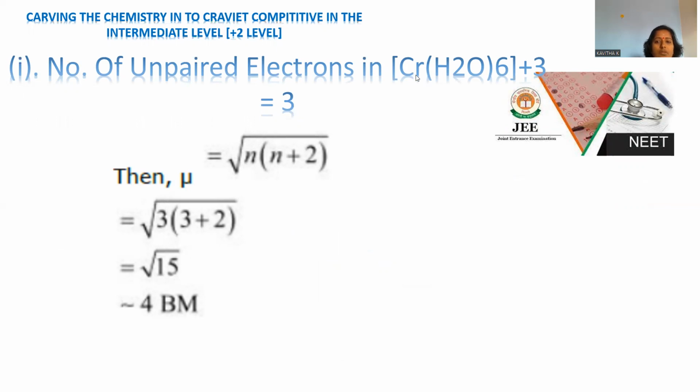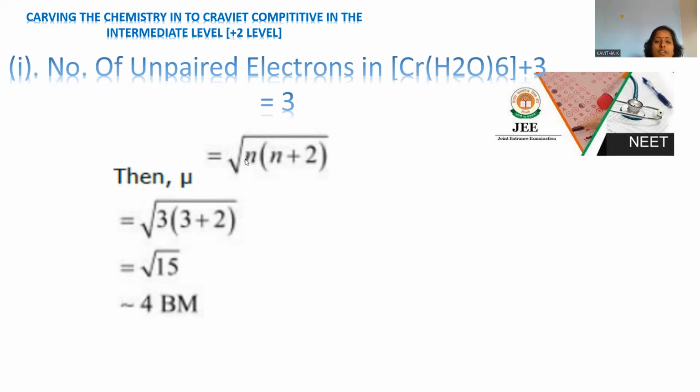Because chromium has atomic number 24, its electronic configuration is 4s1 3d5, the peculiar electronic configuration we just discussed. But here the +3 oxidation state is provided, so 3 electrons are removed. When 3 electrons are removed, the remaining 3 are left in the valence shell. In total, this chromium complex contains 3 unpaired electrons.